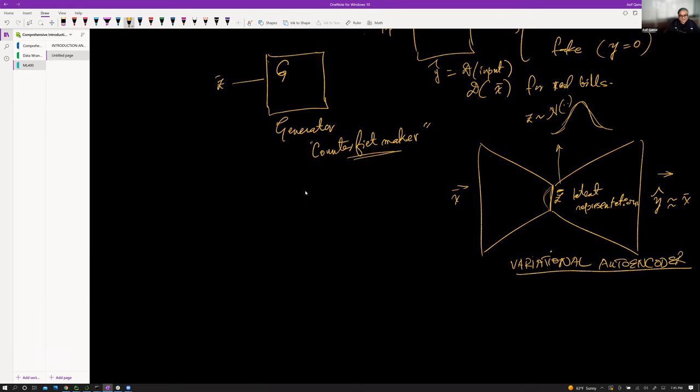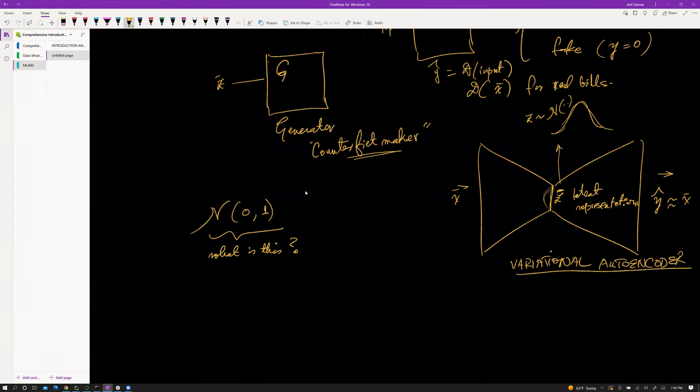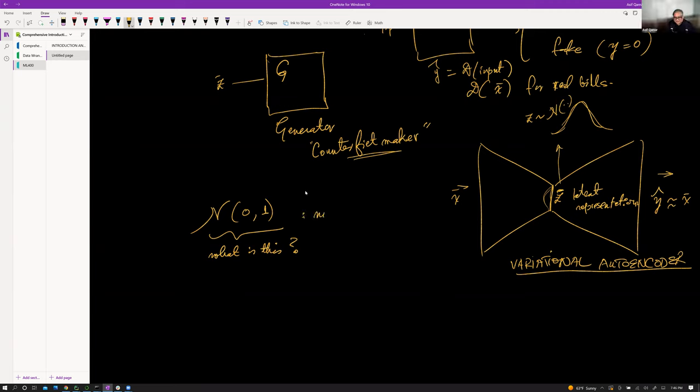So folks, have I introduced you? For those of you who have taken the original courses, you remember, when I write a scripted N, 0, 1, what in the world is this? In our notation, what does this fancy calligraphic N, 0, 1 mean? Do you remember? Normal distribution. Yes, this is the normal distribution.